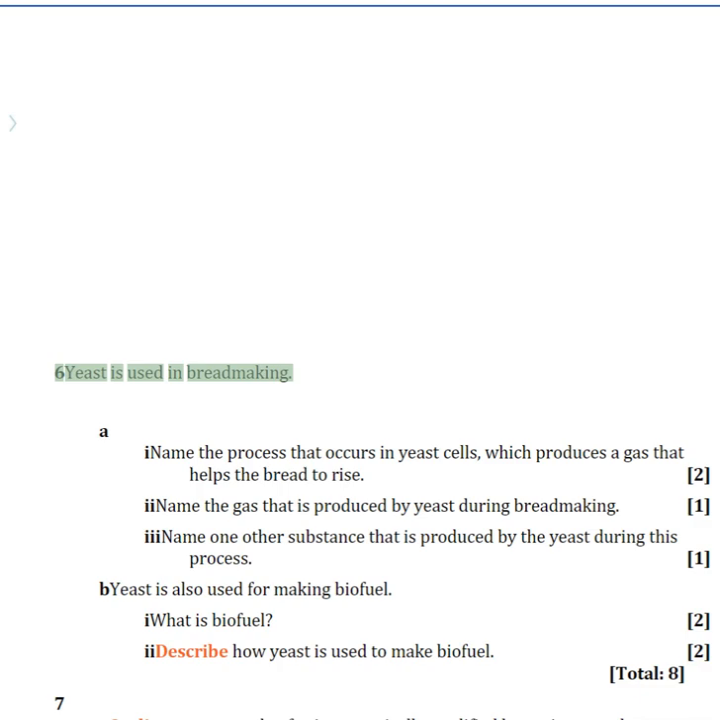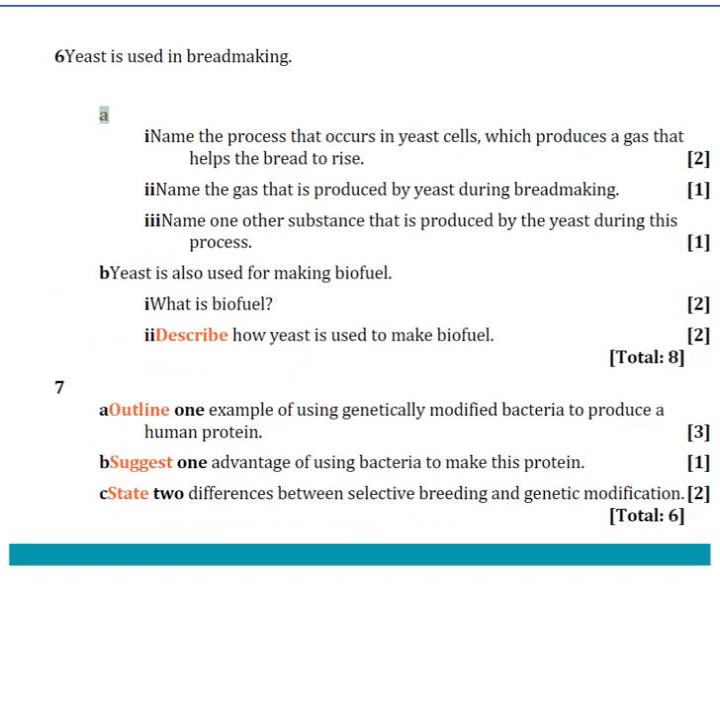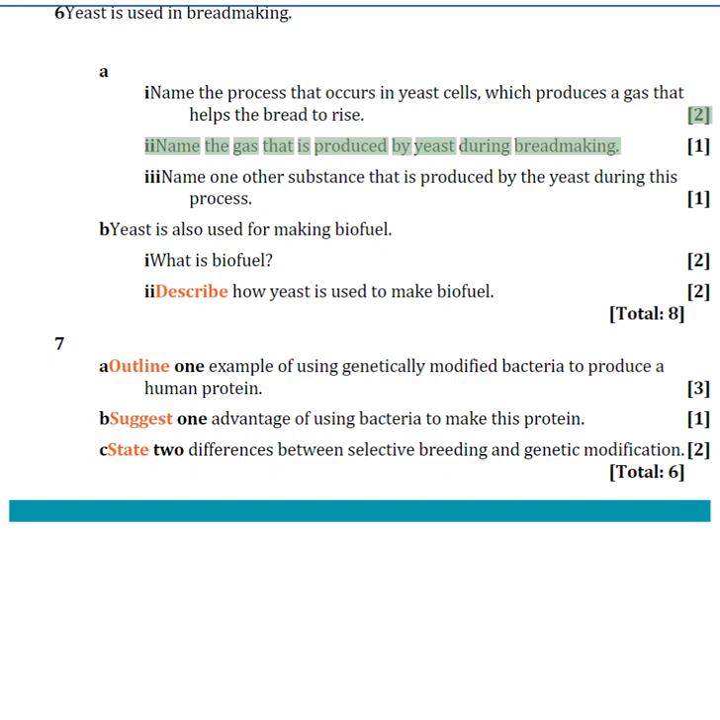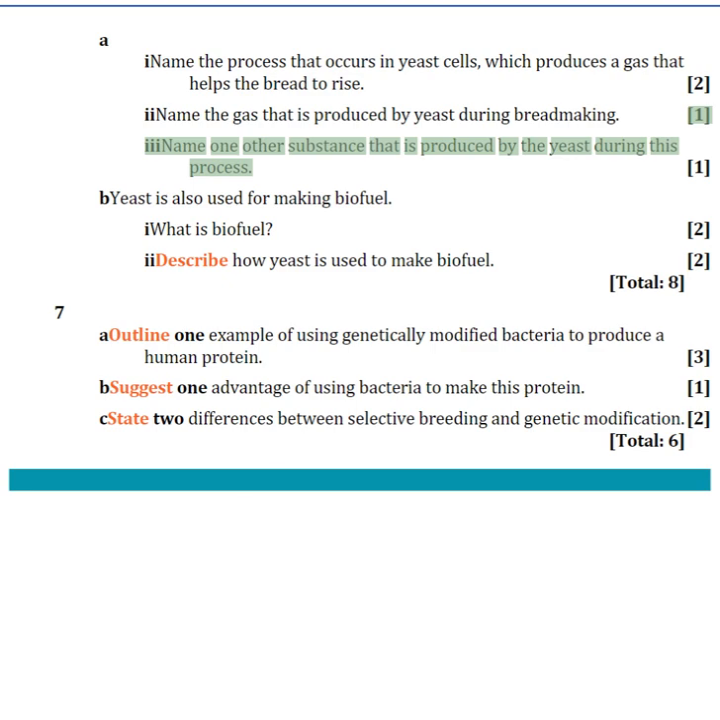6. Yeast is used in bread making. A. 1. Name the process that occurs in yeast cells which produces a gas that helps the bread to rise. 2. Name the gas that is produced by yeast during bread making. 3. Name one other substance that is produced by the yeast during this process.